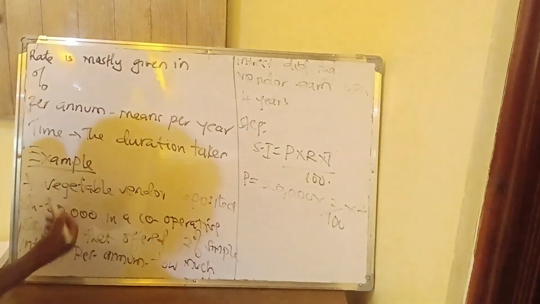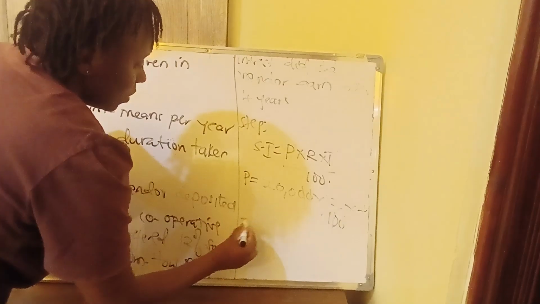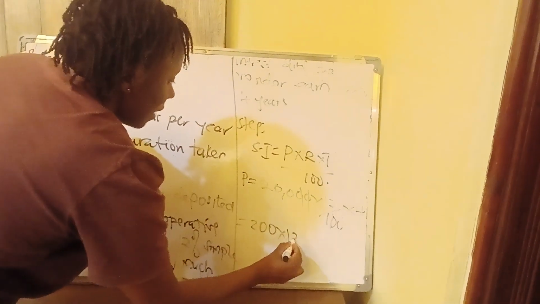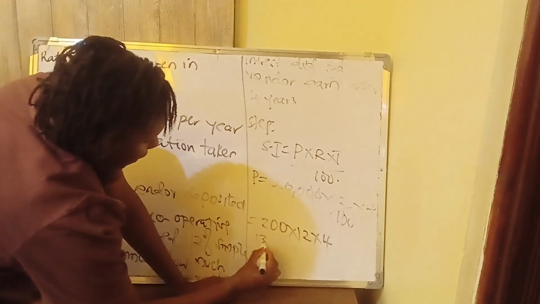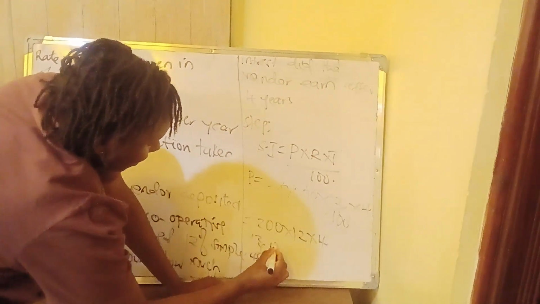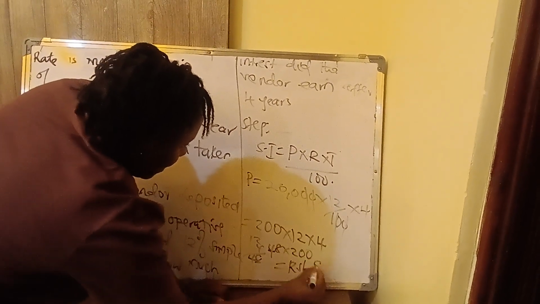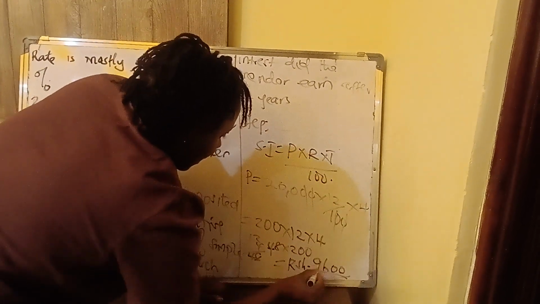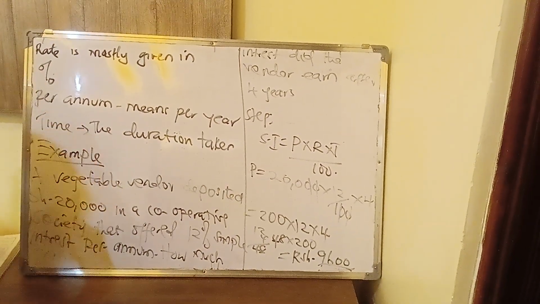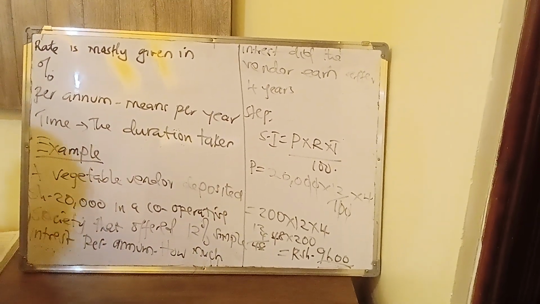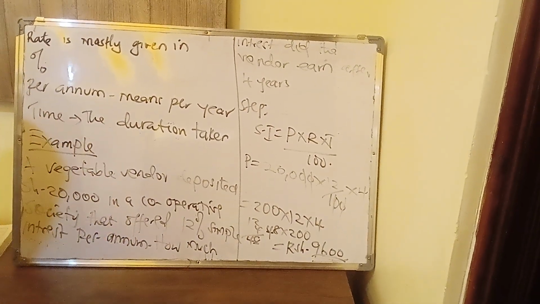Which is 4 years. So by 0, by 0, by 0, by 0, which will remain with 200 times 12 times 4. Whereby 12 times 4, you get 48, and then 48 times 200, you get Kenya shillings 9,600, and that becomes the interest or the simple interest that was offered to the vegetable vendor at the end of the 4 years. That's how you get the simple interest.